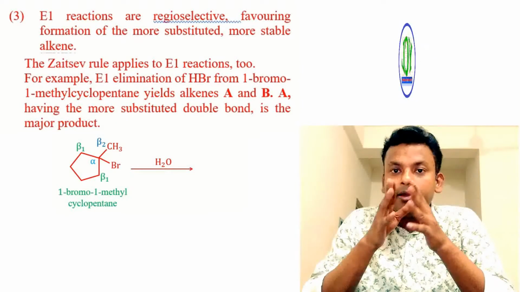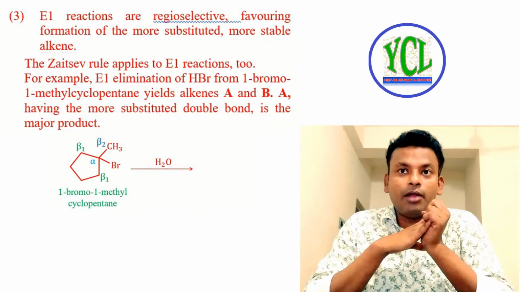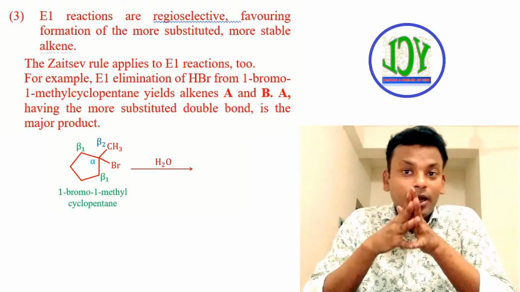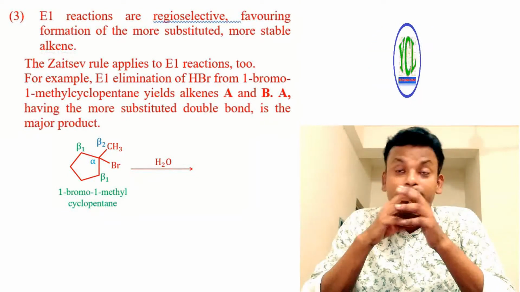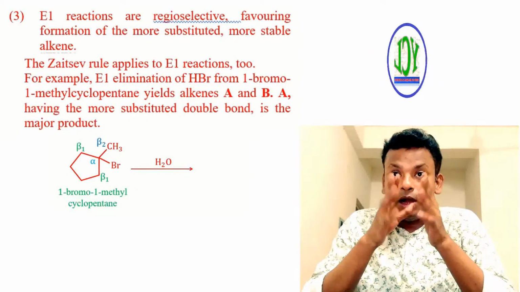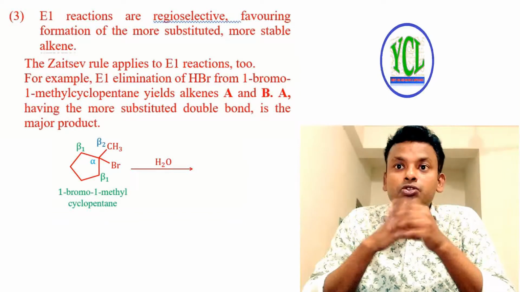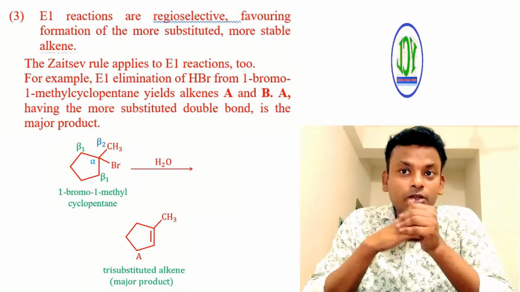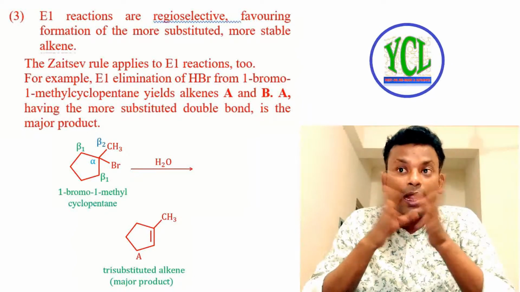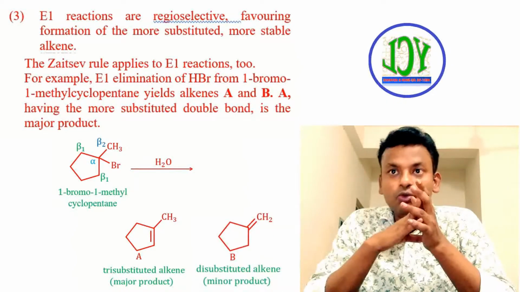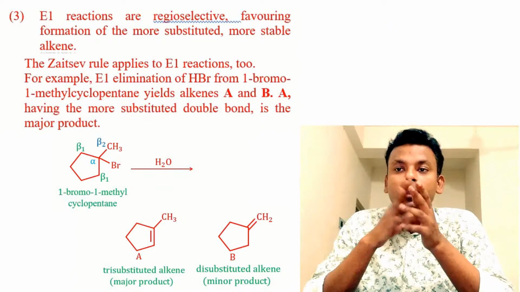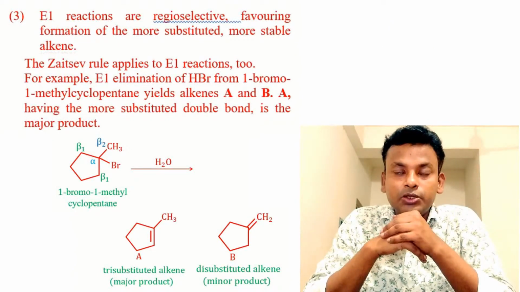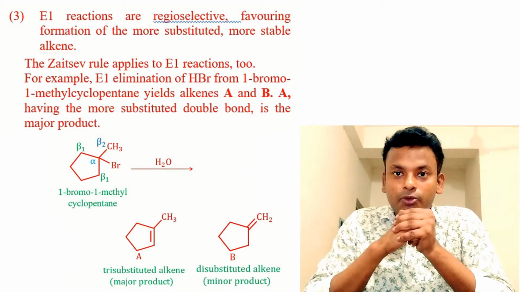Here 1-bromo-1-methylcyclopentane has one halide on this carbon, which is called alpha, and two beta carbons: one is beta 1, and the third one is beta 2. The two beta 1 carbons are the same, so they form product A, which is the major product, a tri-substituted alkene. Next, beta 2 forms a di-substituted alkene, which is the minor product.